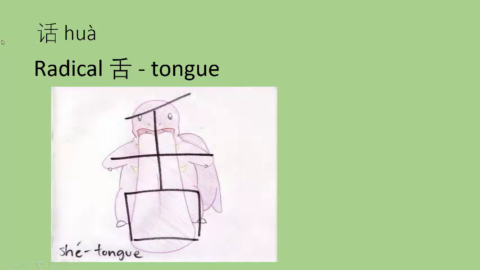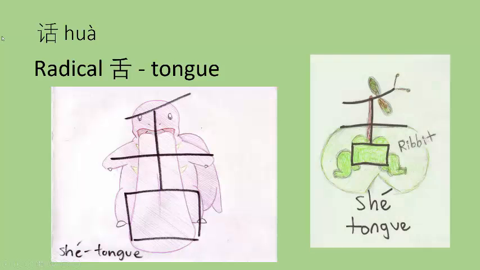The tongue radical, my student here illustrated. Here's another illustration of the tongue radical, where the box is the frog and it's sticking out its tongue to catch the dragonfly.